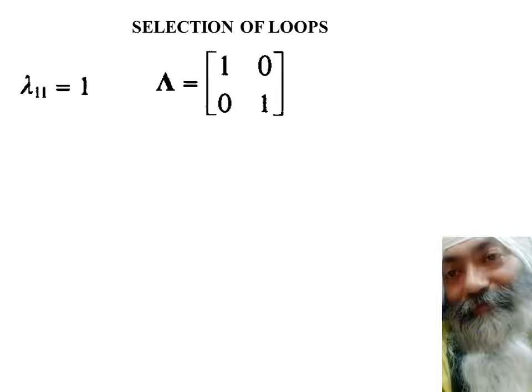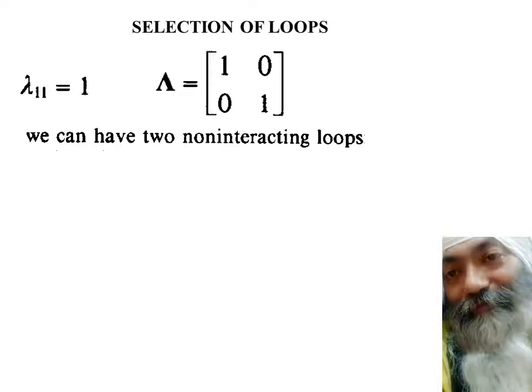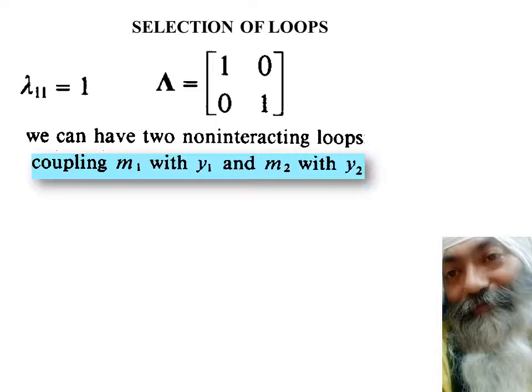Friends, now we see about the selection of loops. The first case, I say lambda 1 1 is equal to 1. Very good, wonderful. In that case, the RGA will look like this, and we can have simply two non-interacting loops, and in that case we will be coupling m1 with y1 and m2 with y2. It makes perfect sense because this m1 is controlling y1 and this m2 is controlling y2. That is a very happy scene which we would all like to see.